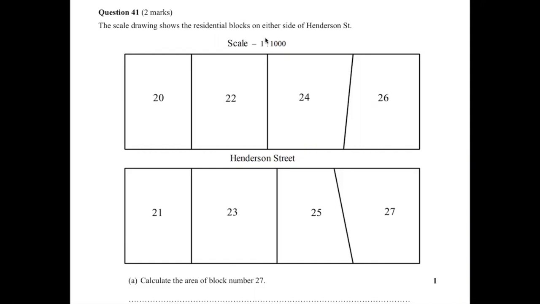First things first, you're shown a street map here, with a bunch of blocks of land all the way through, and a street running through the middle. It says that these are the residential blocks on either side of Henderson Street, and you're given a scale of 1 to 1,000. We're going to come back to that in just a moment, because that's a really important thing that we need to make sure that we understand.